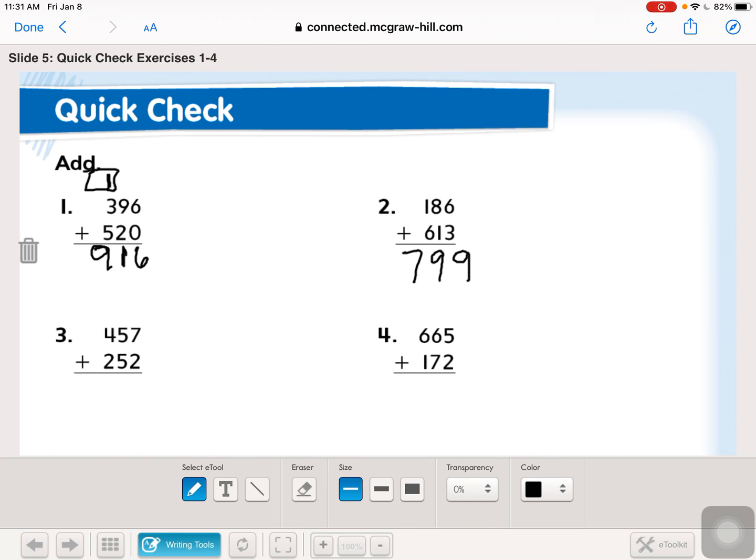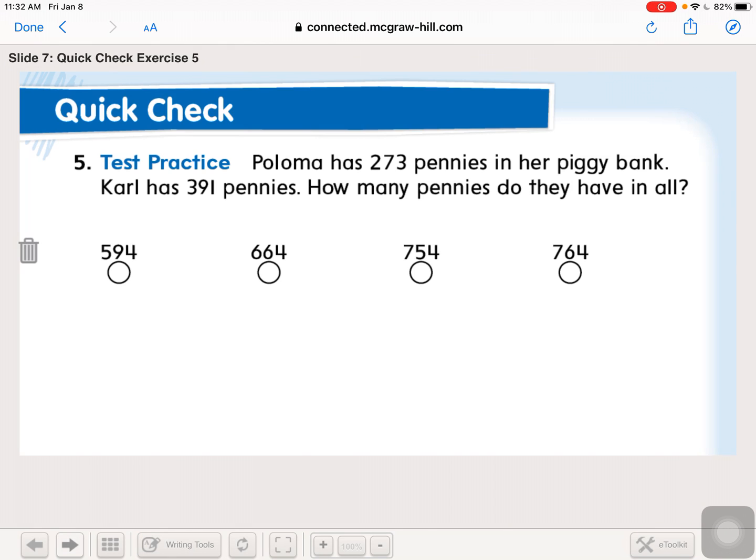All right, let's see how you did. 7 plus 2 is 9. 5 plus 5 is 10. So 10 has 0, and we need to regroup 1. 4 plus 1 plus 2 is 7. Did you get it? 5 plus 2 is 7. 6 plus 6 equals 12 plus 1 more is 13. Regroup 10 tens as 100. 6, 7, 8. 837.